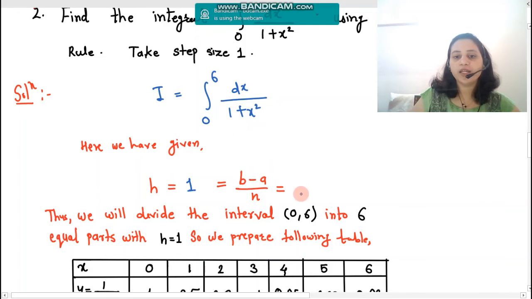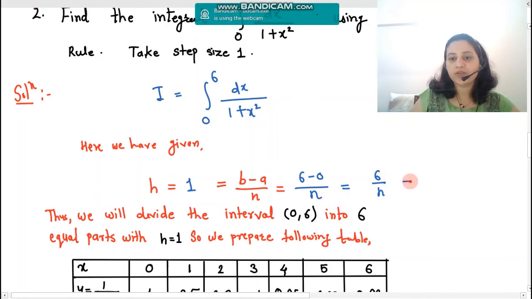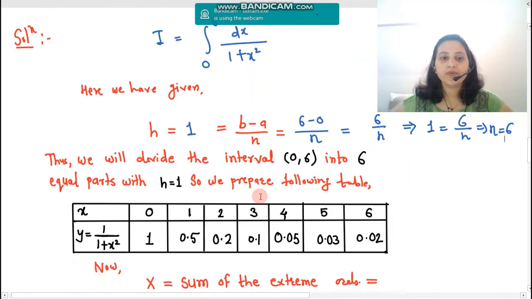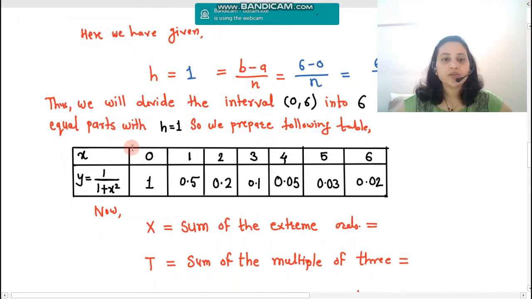Now substitute b and a here. So b is 6 minus 0 upon n. Now 6 by n. So which implies 1 is equal to 6 by n, which implies n is equal to 6. Okay. So we can say that we will divide the interval 0 to 6 into 6 equal parts with h equal to 1. So for that we can prepare the table. So here I have prepared the table of x and y, values of x from 0 to 6, right?